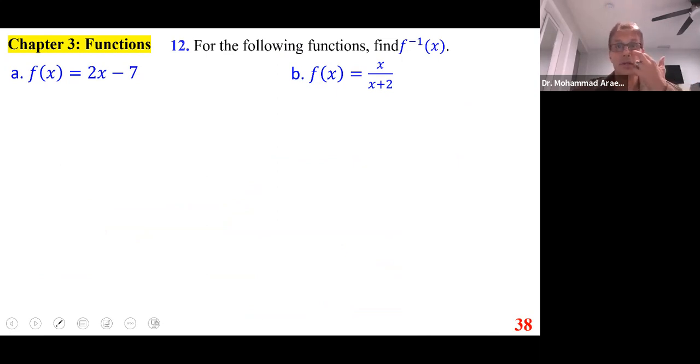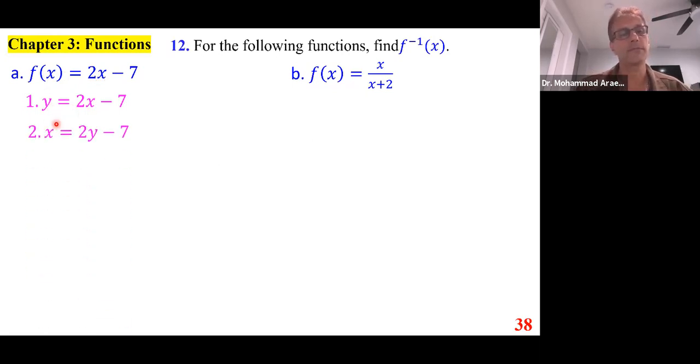For the following functions, find f inverse of x. A, f of x is 2x minus 7. B, f of x is x over x plus 2. So let's find the inverse. Number one, we are going to call this y because it makes life easier. Number two, we are going to interchange x and y. At this step, we do have the inverse.